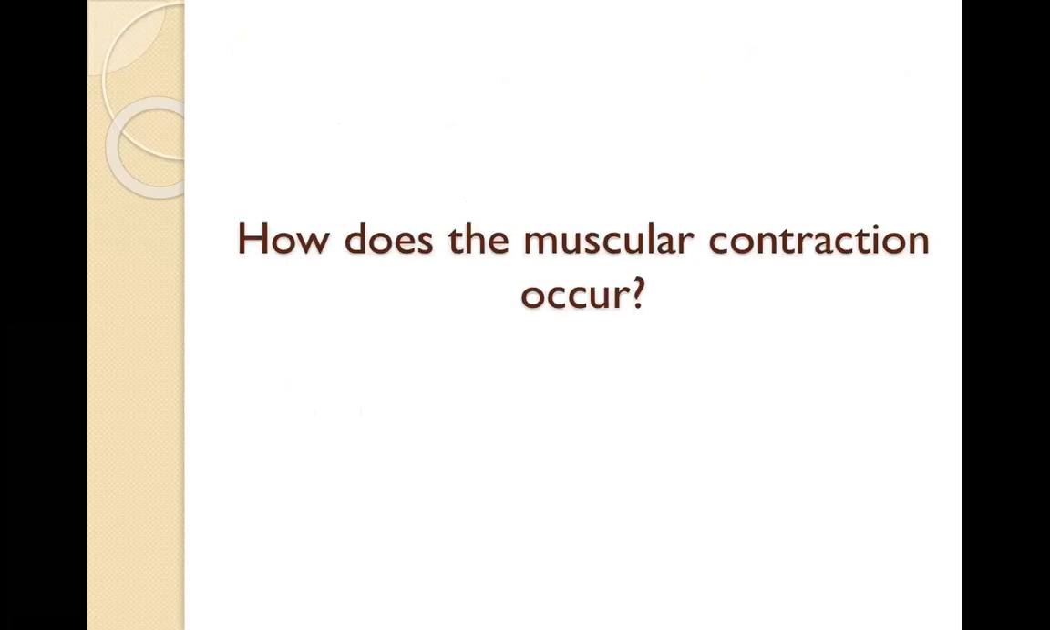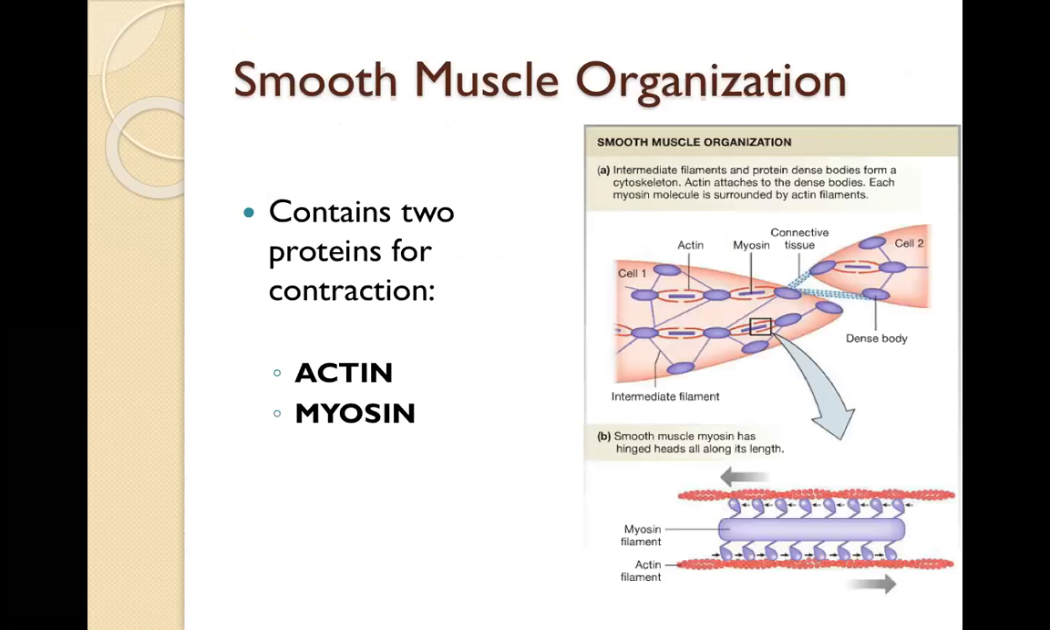So the big question is, how does this muscular contraction occur? And that's via smooth muscle. The way that smooth muscle is organized are in these smooth muscle cells. So this is cell 1, and this is cell 2. You'll notice that there's a few things within this cell. There's all these dark regions, these dark blue regions. These are called dense bodies. And this, if you notice, will connect some of the muscle filaments.